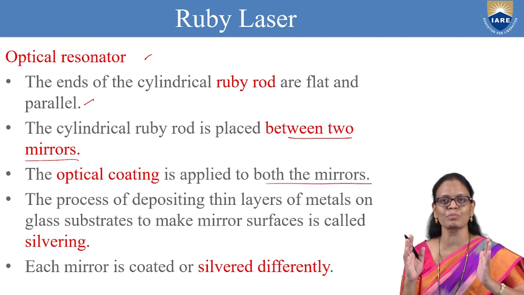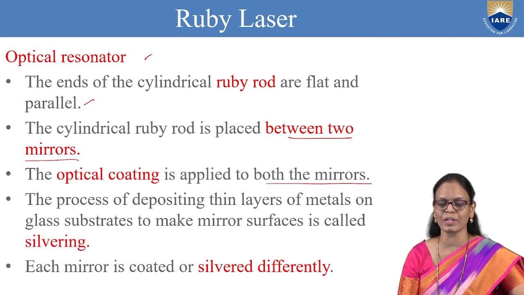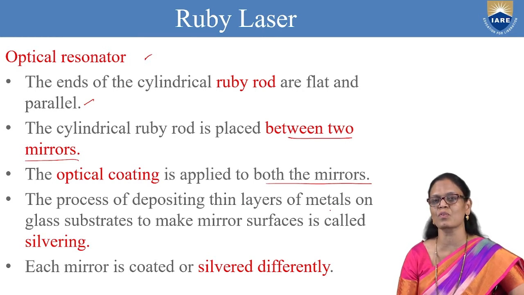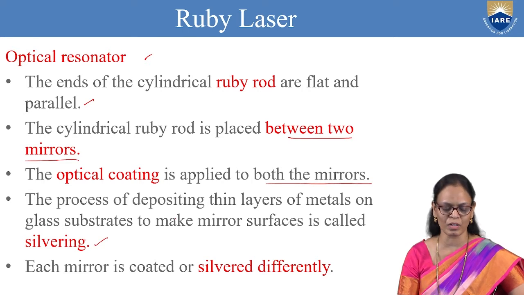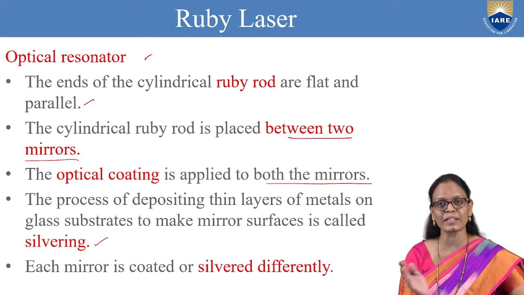When you place two mirrors at the two ends of the ruby rod and they are coated, optical coating is done. What is that coating? The process of depositing thin layers of metals on glass substrates to make mirror surfaces is called silvering. When we discuss the ruby rod, we will talk about silvering. What is silvering? Either polishing it or depositing thin layers on glass substrates. Because of that, what happens? They will be reflecting. So this is what we are calling silvering.